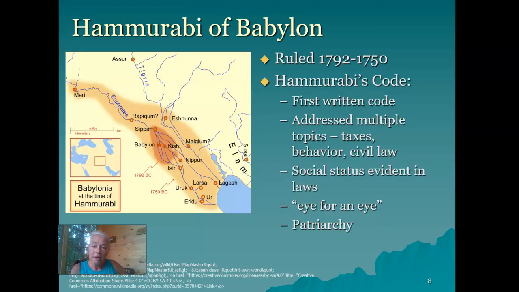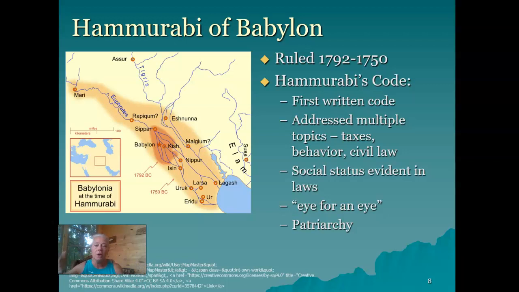One of the important kings of Babylon, of the old Babylon, was Hammurabi. It's believed that Hammurabi ruled from approximately 1792 to 1750. Hammurabi's code is believed to be the first written code, or at least it's the first one that we have evidence of. In Hammurabi's code, there are multiple topics, and if you had time to read through all of the evidence that's been found, it's actually written on stone.